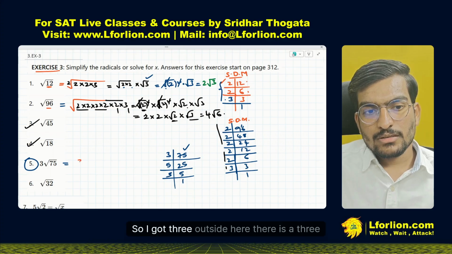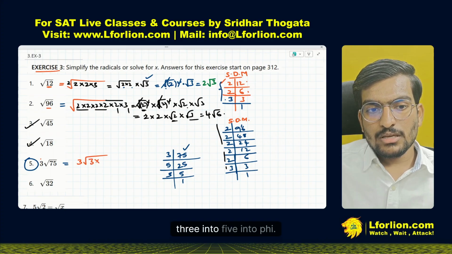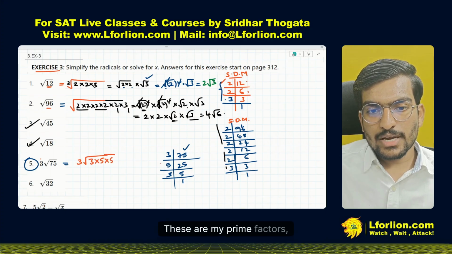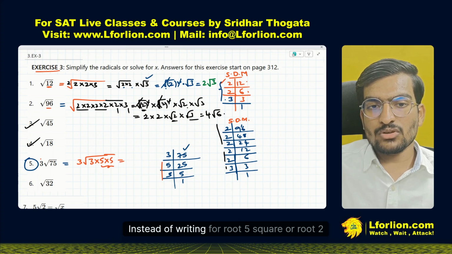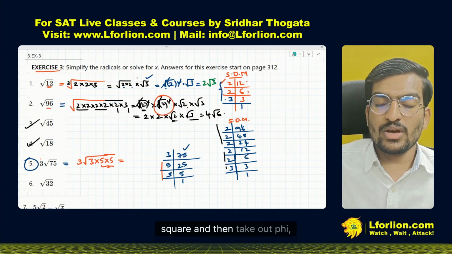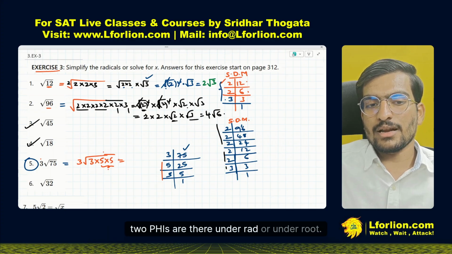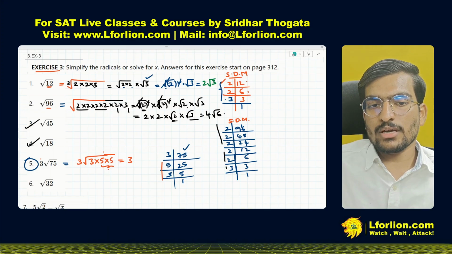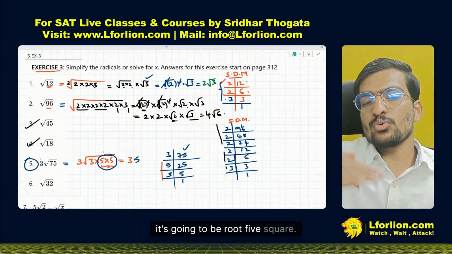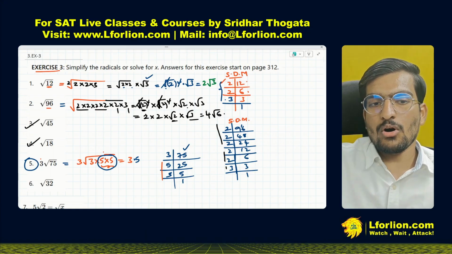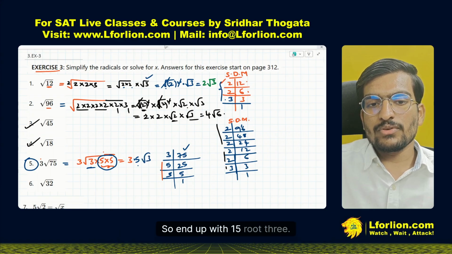So I got 3 outside. Here there is a 3 outside, and then 75 is 3 into 5 into 5. These are my prime factors, 5 5. So we can take directly, 2 fives are there, instead of writing root 5 square and then taking out 5. We will directly take 1 five out, because 2 fives are there under the radical. So we can take 1 five out. If I take from this, it's going to be root 5 square. So root and square cancel off, you end up with only 5, and then this root 3 will be the same. So I end up with 5 root 3.